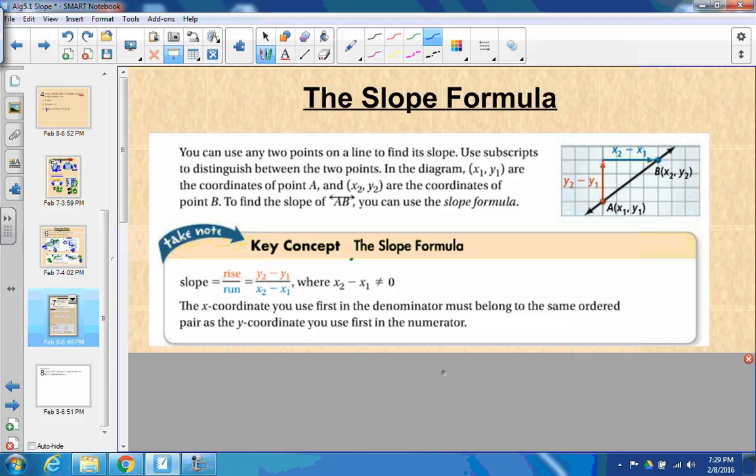So use subscripts to distinguish between 2 points. In the diagram, x1, y1 are the coordinates of point A, and x2, y2 are the coordinates of point B. To find the slope of line AB, you can use the slope formula. And here's the slope formula for you. The slope formula is rise over run, we know that, but it's y2 minus y1 over x2 minus x1. And the denominator cannot be 0, so that's what it's saying there.